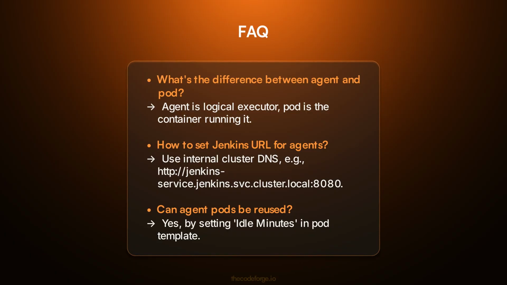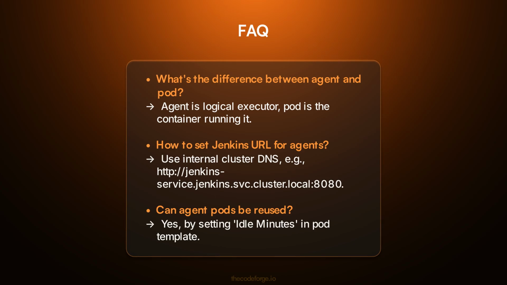And a few frequently asked questions. What's the difference between agent and pod? An agent is a logical executor, a pod is the container running it. How to set the Jenkins URL for agents? Use internal cluster DNS, e.g. http://jenkins.jenkins.svc.cluster.local:8080. Can agent pods be reused? Yes, by setting idle minutes in the pod template.